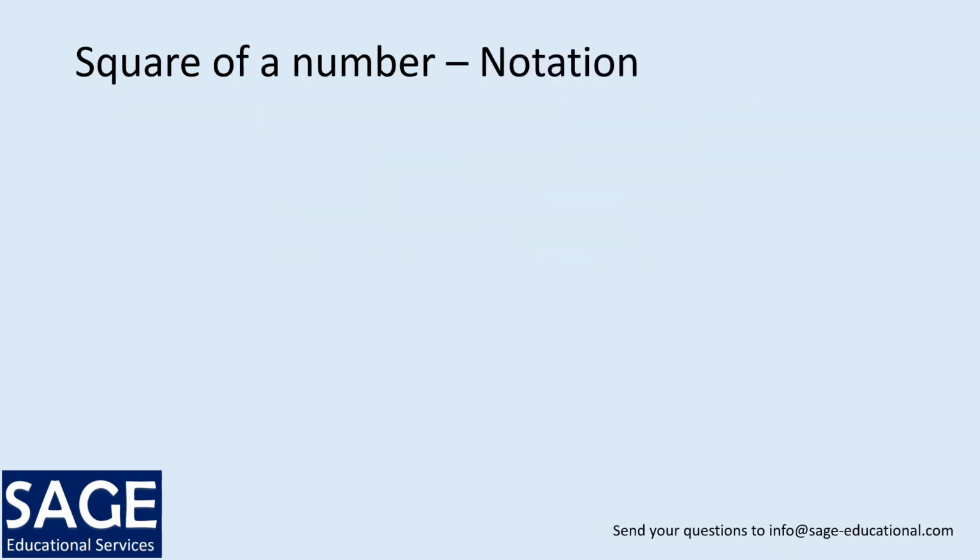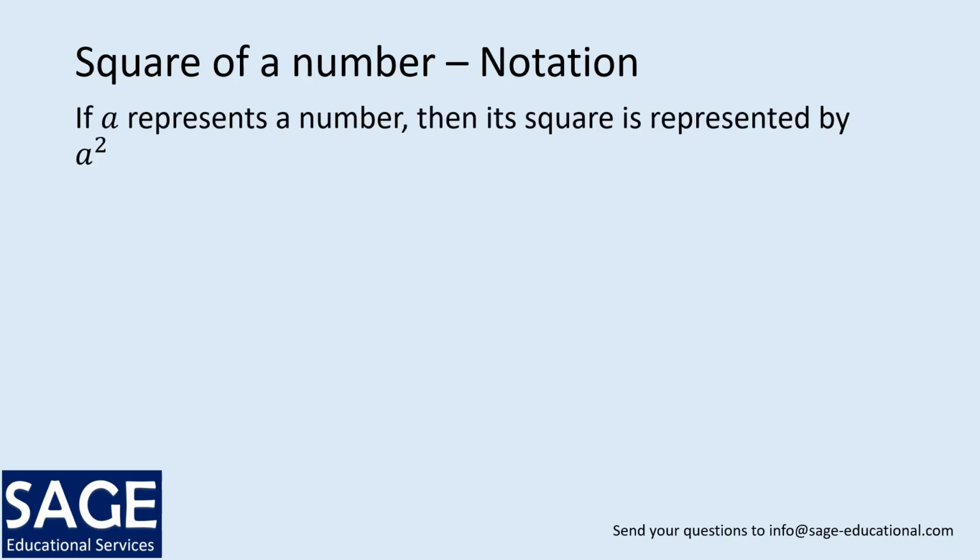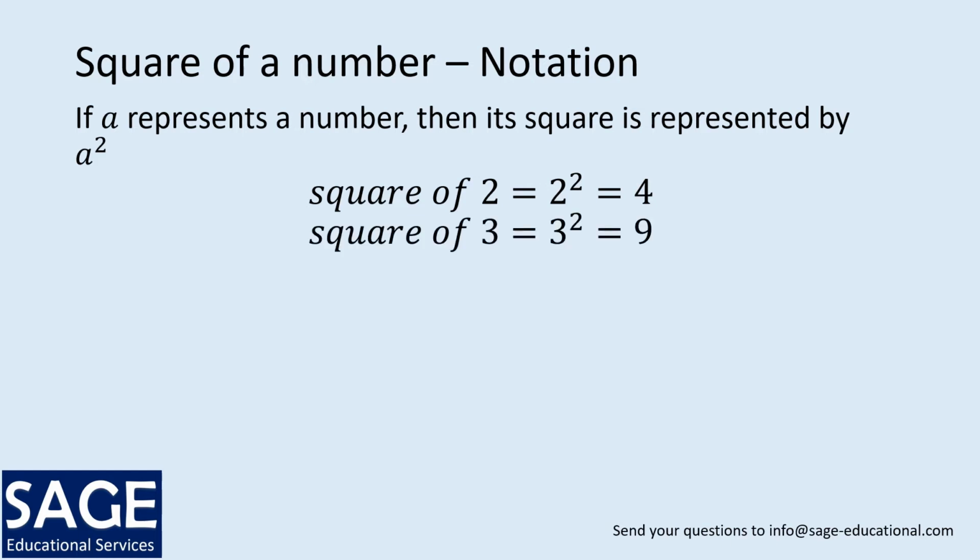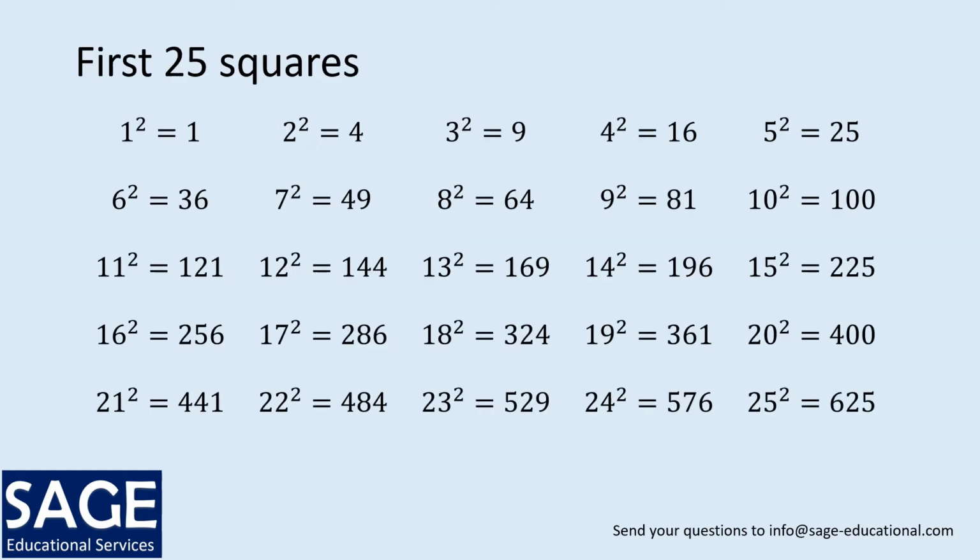So here is the notation that we use for the square of a number. If a represents a number, then its square is represented by a squared. For example, the square of 2 is represented as 2 to the power 2 equals 4. The square of 3 is written as 3 to the power 2, which is 9. And the square of 4 is written as 4 to the power 2, which is 16. So that is the notation.